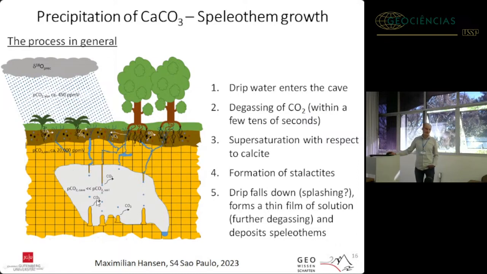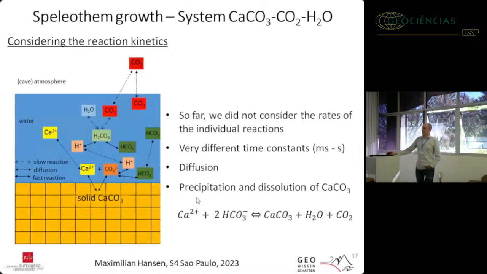But usually we are interested not in the stalactites, but particularly in the stalagmites. So if the solution drips down onto a stalagmite, it forms a very thin solution layer, about 1 millimeter in thickness. So the degassing of the excess CO2 will be very, very fast, in the range of a few seconds. And then the pH value will rise, and then you get supersaturation and precipitation. So this is again the scheme which I showed you before.